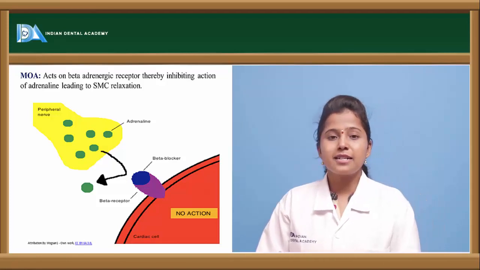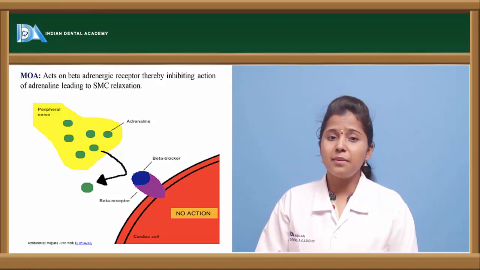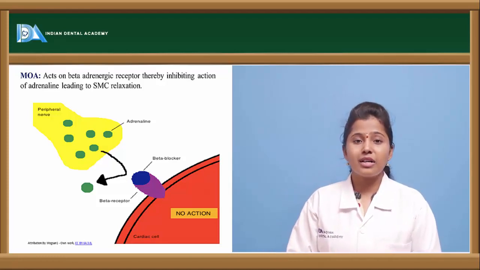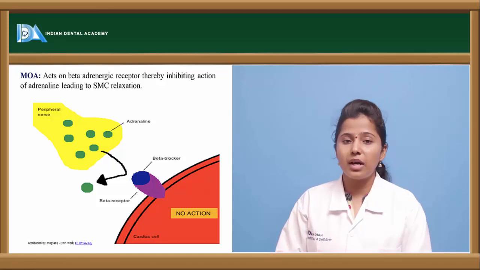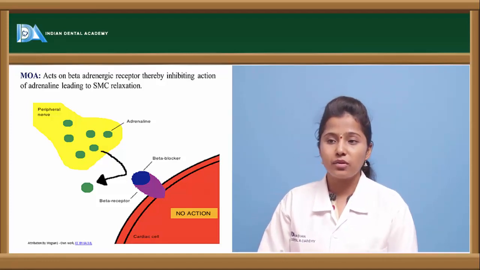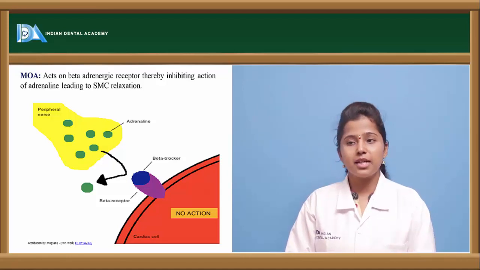they result in smooth muscle relaxation. When adrenaline binds to the beta receptors, it results in the contraction of the blood vessel. But when beta blockers bind to the receptors instead of adrenaline, smooth muscle relaxation occurs.